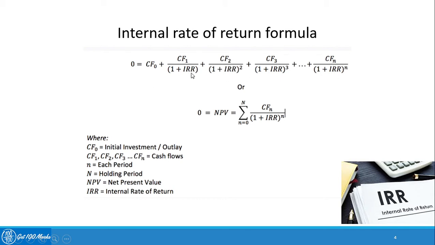Now this IRR is something that we have to calculate: the discount rate across various periods at which the NPV will be equal to 0, and that is the reason why the left hand side of this formula is 0. 0 equals NPV, which is the summation from n equals 0 to N, where n is the time period, of CFn divided by (1 plus IRR) to the power of n. I'm sure the example will make it even clearer to you.